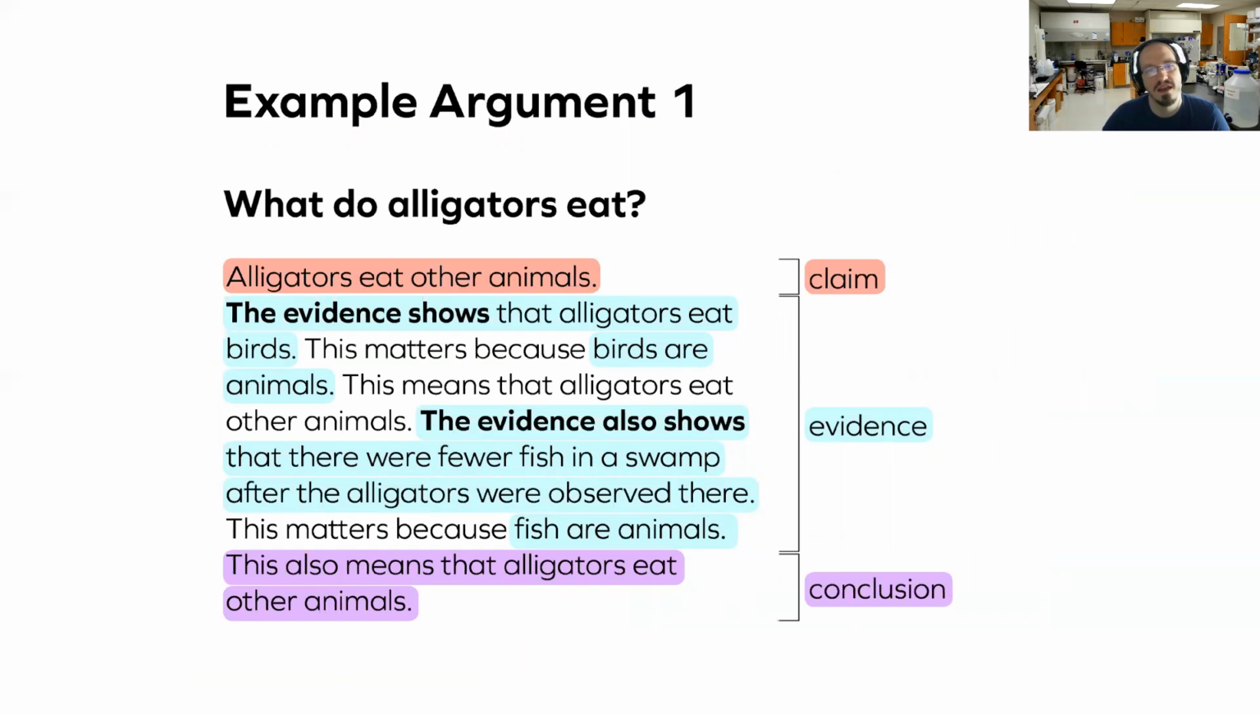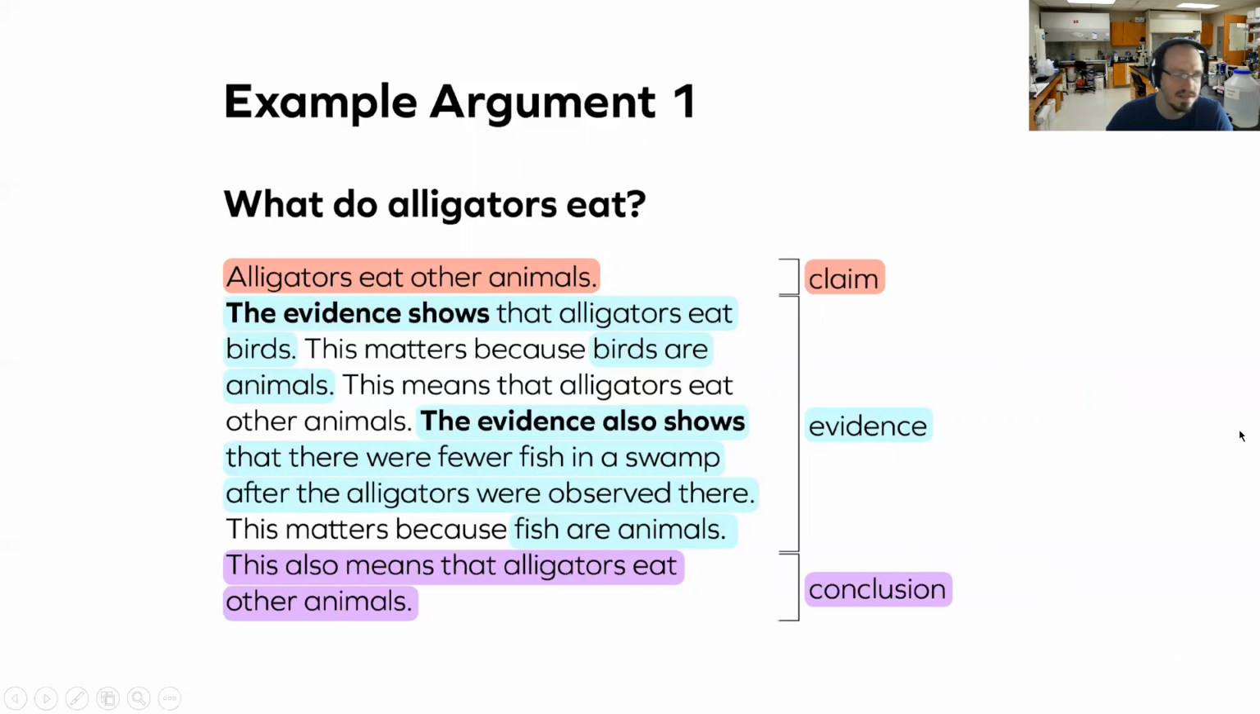So it says, what do alligators eat? Alligators eat other animals. The evidence shows that alligators eat birds. This matters because birds are animals. This means that alligators eat other animals. The evidence also shows that there were fewer fish in the swamp after the alligators were observed there. This matters because fish are animals. This also means that alligators eat other animals.